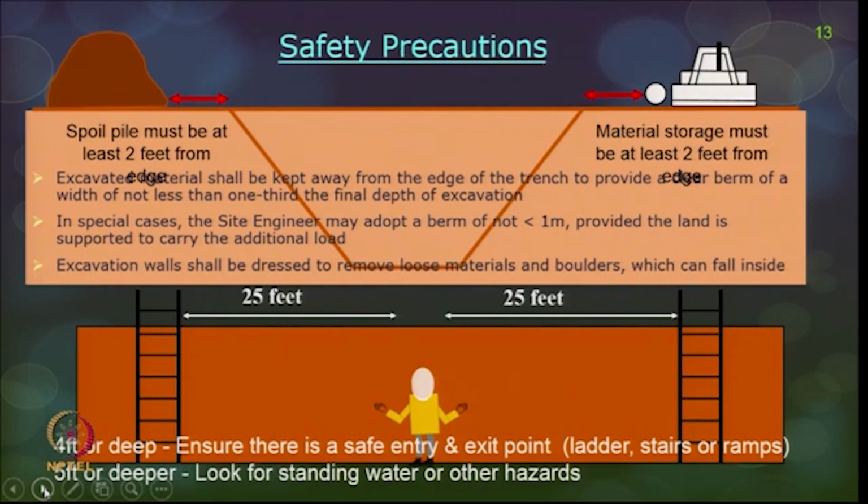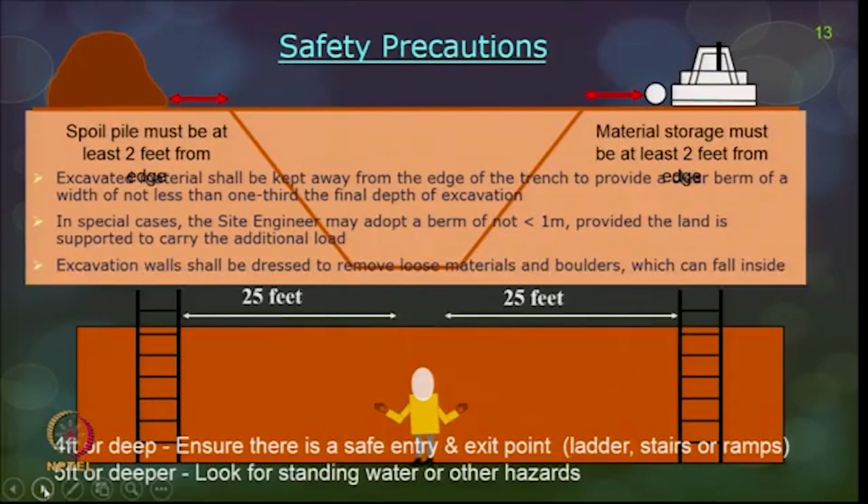Safety precautions. As I told you, the soil piles should be kept at least 2 feet away from the edge, on either side, and the material storage should also be at least 2 feet away from your edge. There is something called the 1 feet, 2 feet rule and so on. Let us talk about these safety precautions. It's easy for you to remember them in terms of numbers.